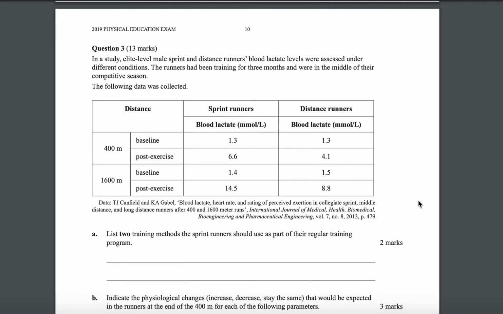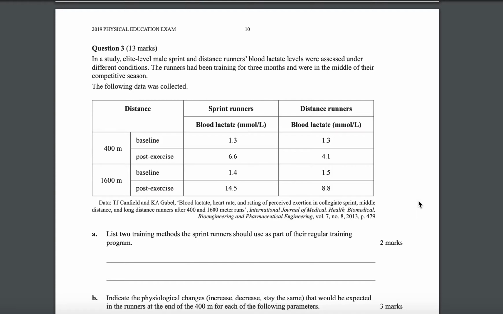And I started reading it. In a study, elite level male sprint and distance runners. And before I had even read any further, my brain started to think about what has already been said to me. Elite level, male, sprint and distance runners. My brain starts to think about, okay, elite level. So this is trained versus untrained athletes. We're talking about sprint and distance runners. This might be a difference-based question, or it could be a similarities question, because quite often, obviously, sprint and distance runners train differently, their bodies are developed differently, they have different chronic adaptations take place.